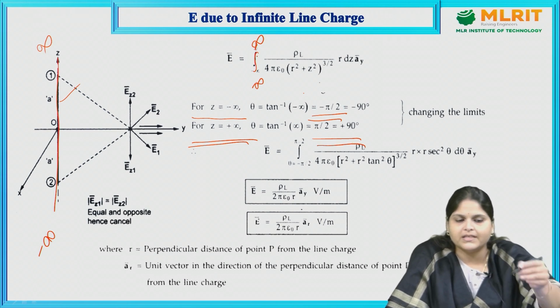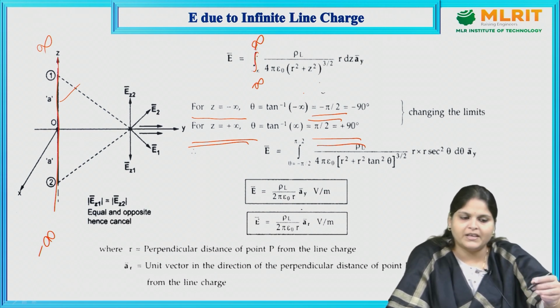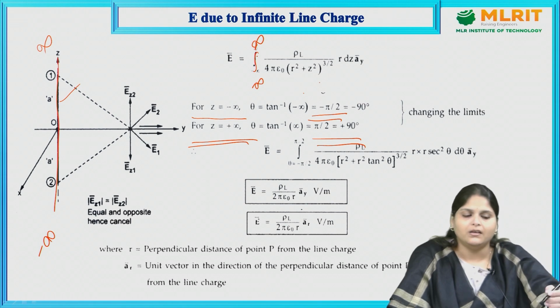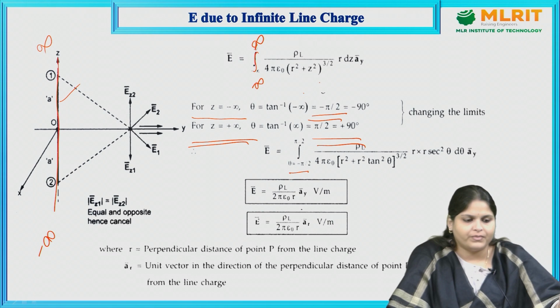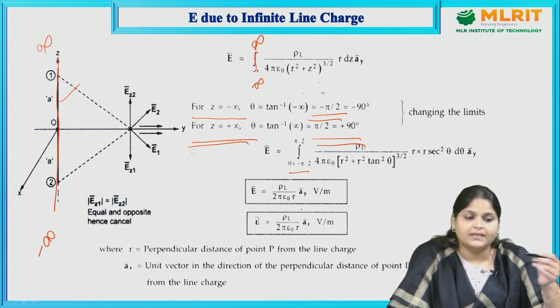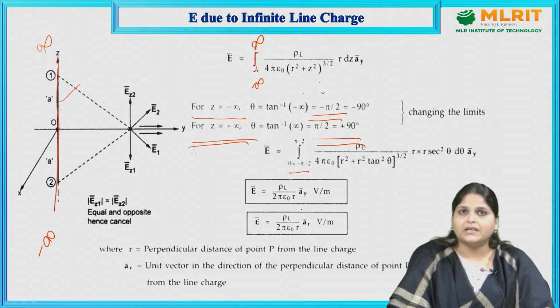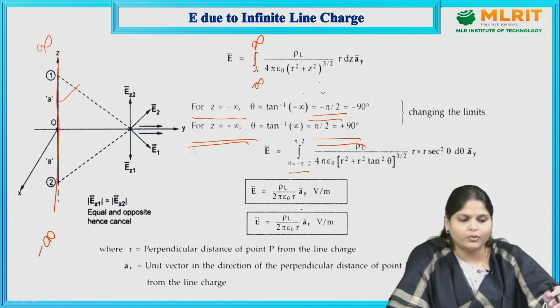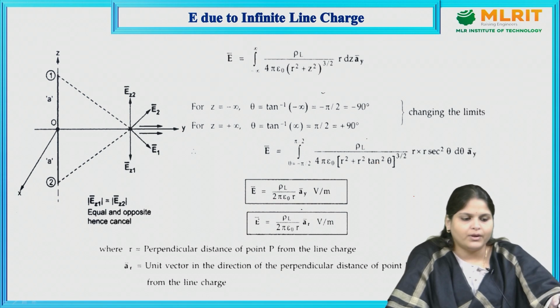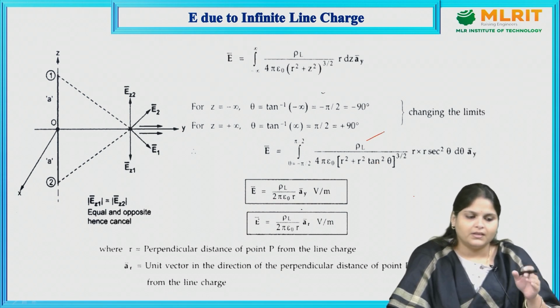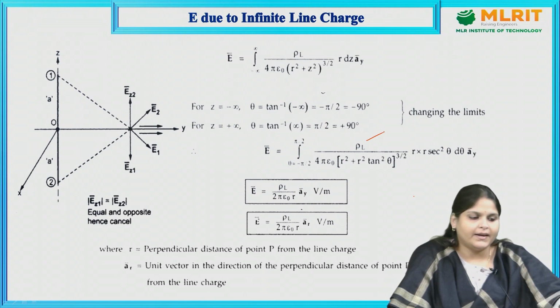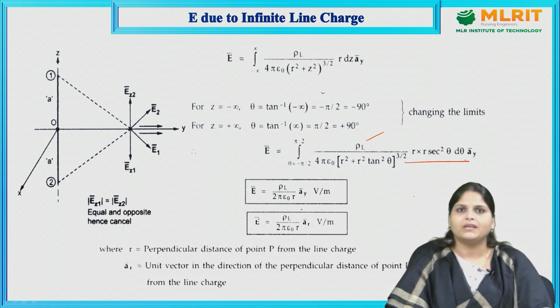So now in this integral limit, in place of minus infinity to infinity, we are going to put minus pi by 2 to pi by 2, and also here it will change. In place of z, we are going to write r tan theta. So it becomes r square tan square theta. So the overall formula is now rho L upon 4 pi epsilon naught in bracket r square plus r square tan square theta to the power 3 by 2. And here also we will simplify, so it becomes r into r sec square theta d theta aρ.